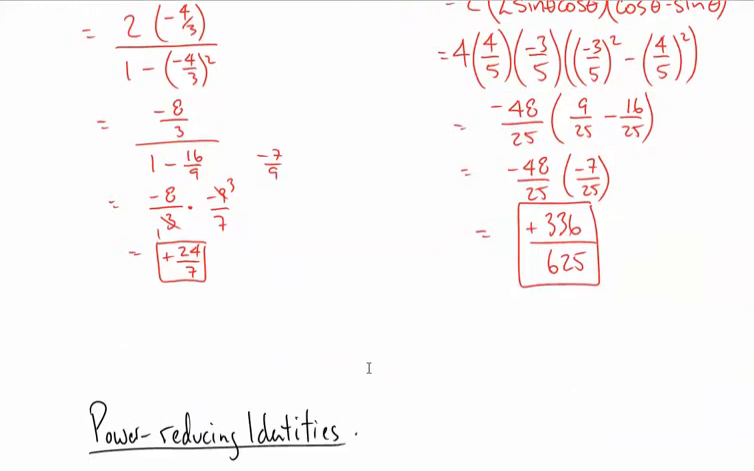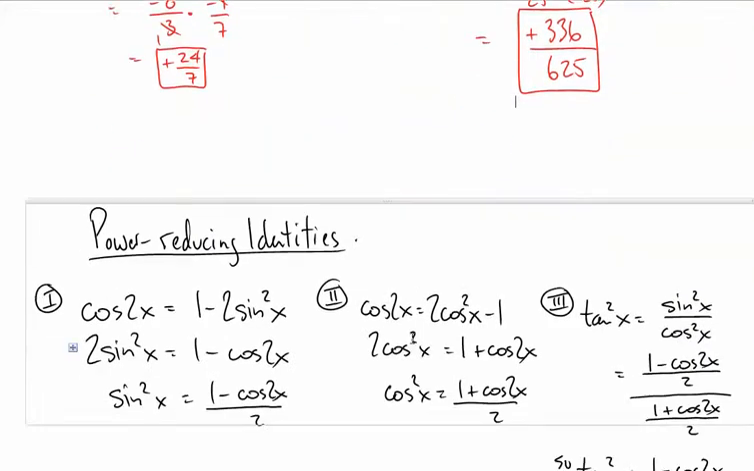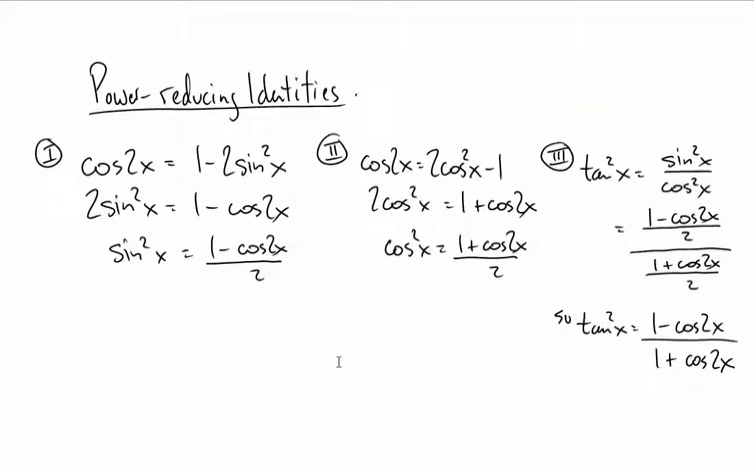All right, just one more thing to show you quickly. There are actually three identities that occasionally come up. They're called the power reducing identities. We use the knowledge of cos 2 theta, written as 1 minus 2 sine squared theta, and isolate for the sine squared theta. And when we do that, the work is shown there. Sine squared theta can be written as 1 minus cos 2 theta over 2.